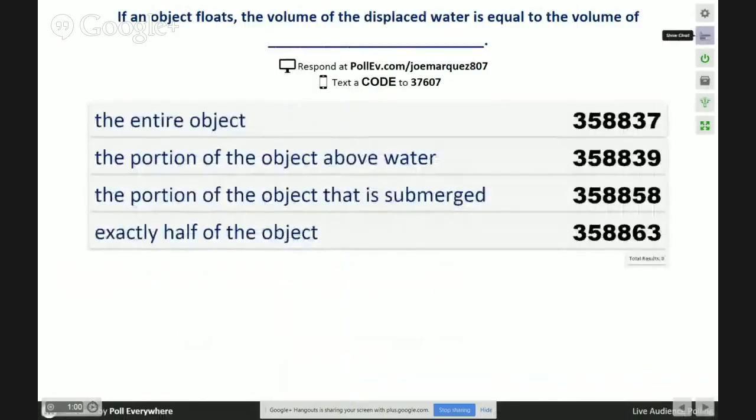If an object floats, so let's think of like a boat, then the volume of water displaced is what compared to that boat? Think of the entire boat. The amount of water it displaces is what compared to the entire boat? The amount of water that's displaced in a boat that is floating is directly proportional to how much of that boat? If you don't know, talk about it with your group.